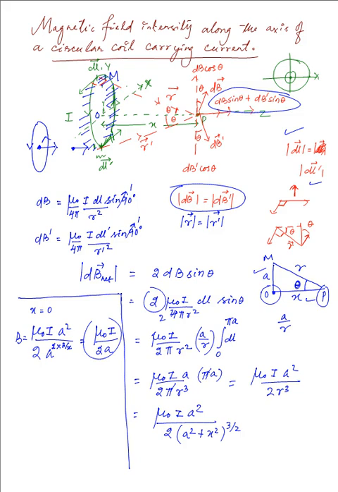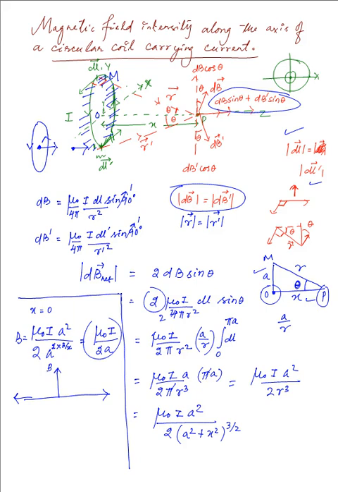Now if I were to construct a graph showing the variation of the magnetic field with respect to the distance, I'll consider the distance on either side of the coil.